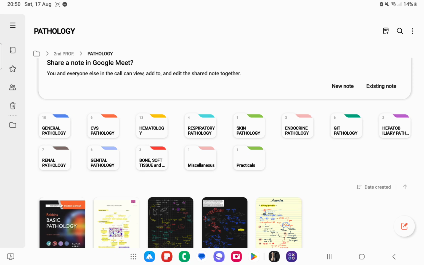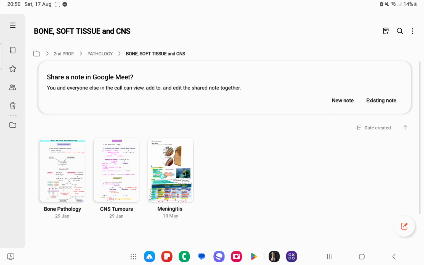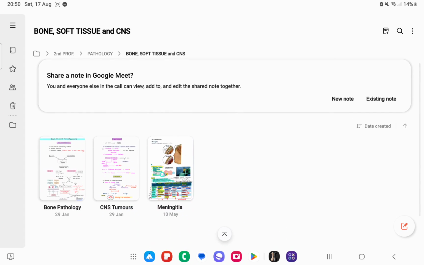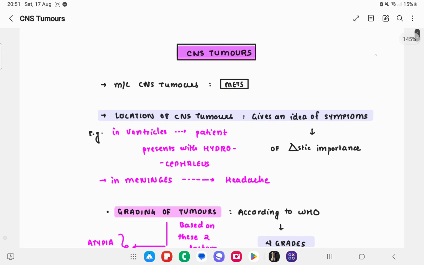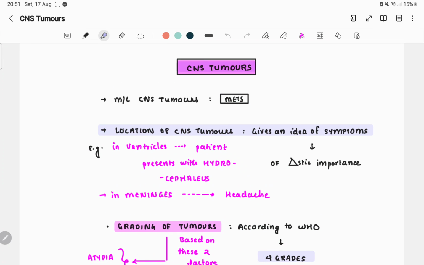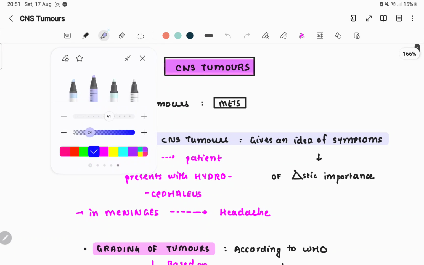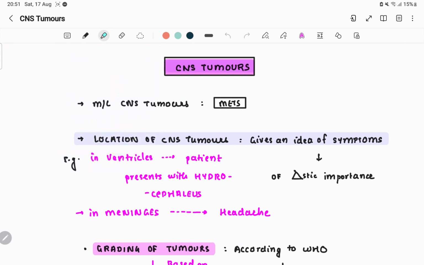So let's start systemic pathology with my very favorite chapter, that is the CNS pathology. After the CNS pathology we'll go to the next topics. Let's start with the CNS tumors first. It is not a big chapter, but it is a very important topic and a confusing topic also. Don't worry, I will try to make you understand all the things. Okay, so let's start with CNS tumors.